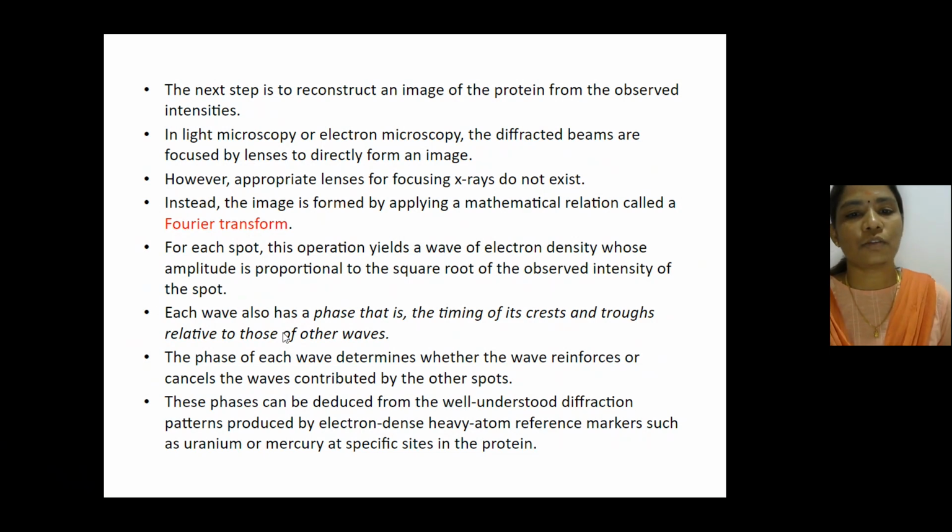Each wave also has a phase, that is, the timing of its crests and troughs relative to those of other waves. The phase of each wave determines whether the wave reinforces or cancels the waves contributed to the other spots. These phases can be deduced from the well-understood diffraction patterns produced by electron-dense heavy atom reference markers such as uranium or mercury at specific sites in the protein.